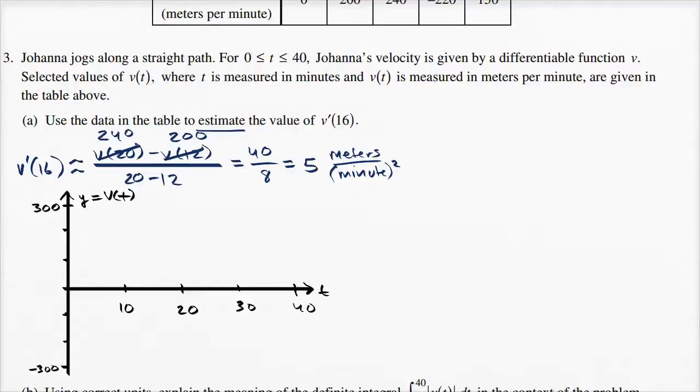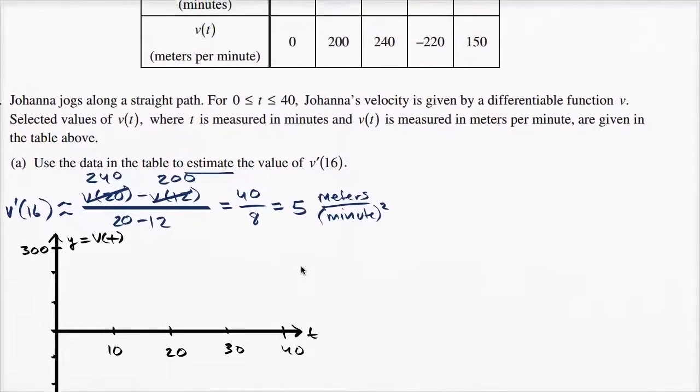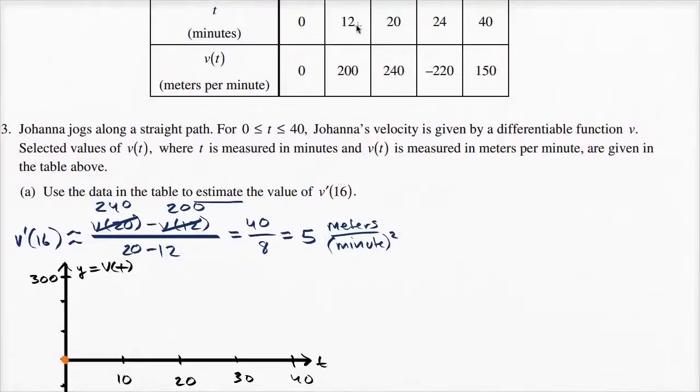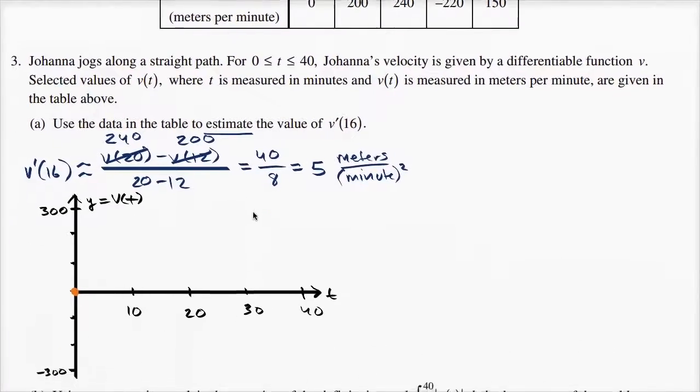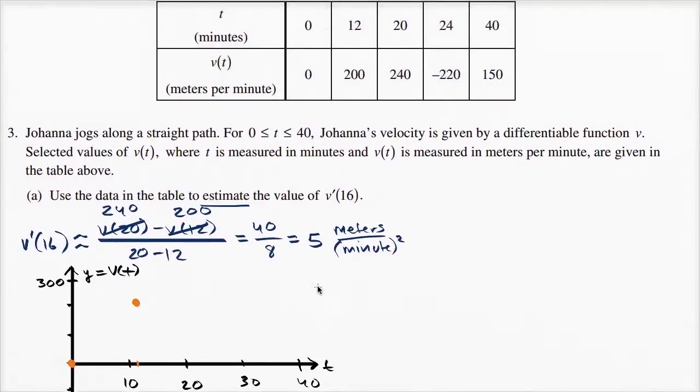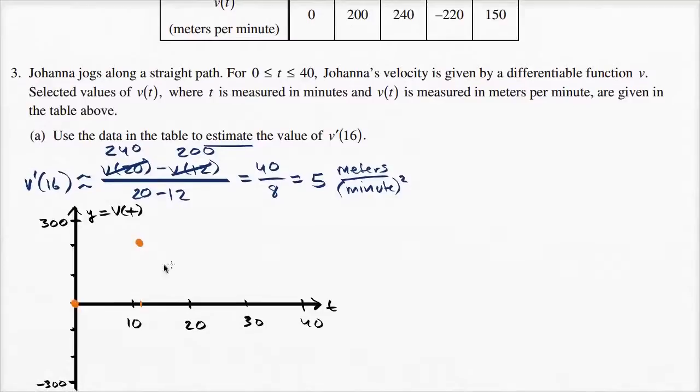And so what points do they give us? I'll do these in orange: 0, 0, so that is right over there. They give us, when time is 12, our velocity is 200. So when the time is 12, which is right over there, our velocity is going to be 200. So that's that point. When our time is 20, our velocity is 240, which is going to be right over there.